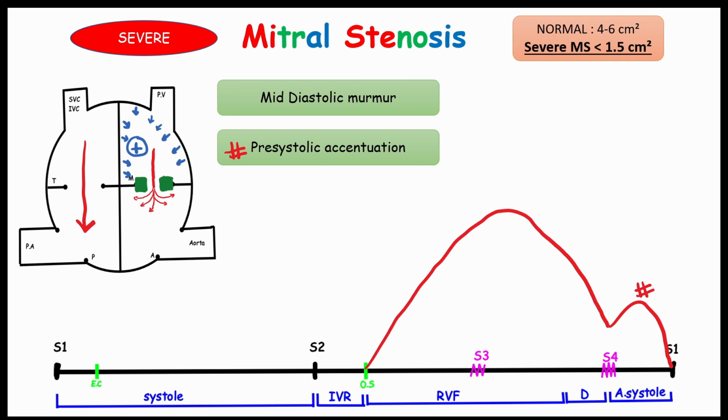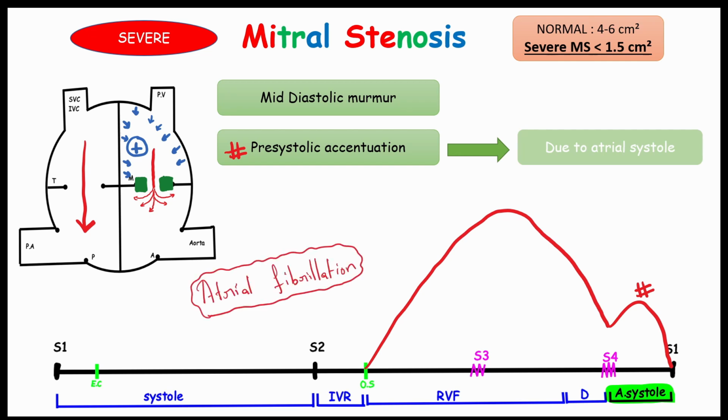Okay, let's see the first question. Presystolic accentuation happens due to atrial systole. During atrial systole, the atrium starts to contract, which causes more force. This leads to a small second strike in the murmur. Okay, from this itself, you may get the answer for the second question. Presystolic accentuation happens due to the force in the atrium. In case of atrial fibrillation, there will be a problem with atrial contraction. So this leads to absence of presystolic accentuation.